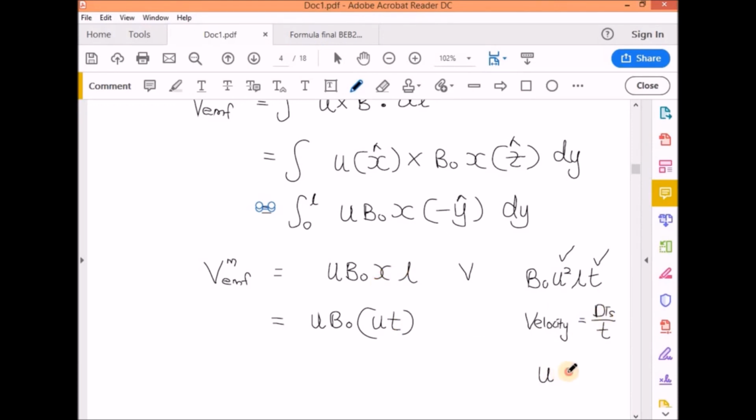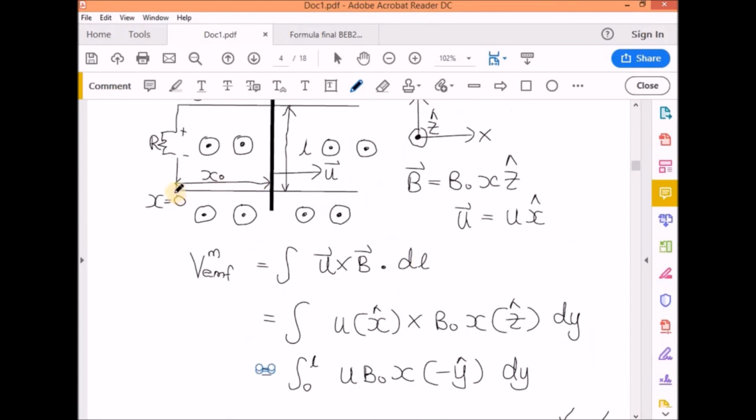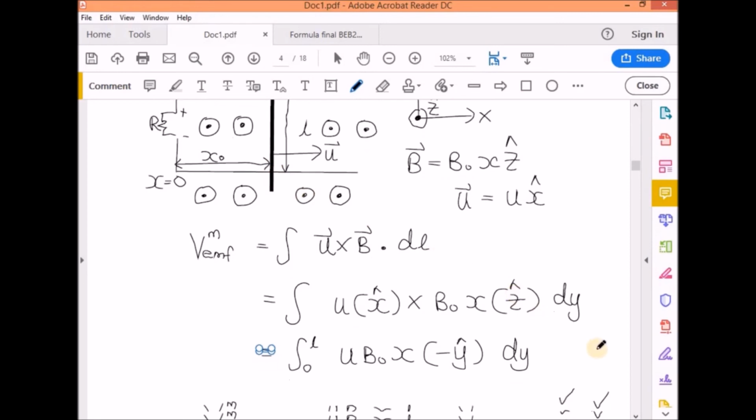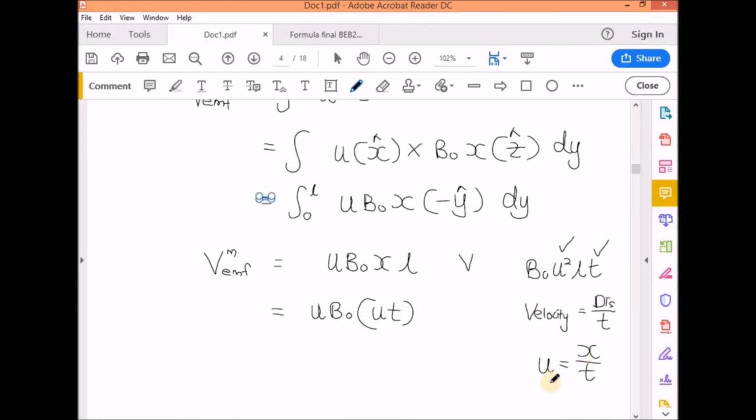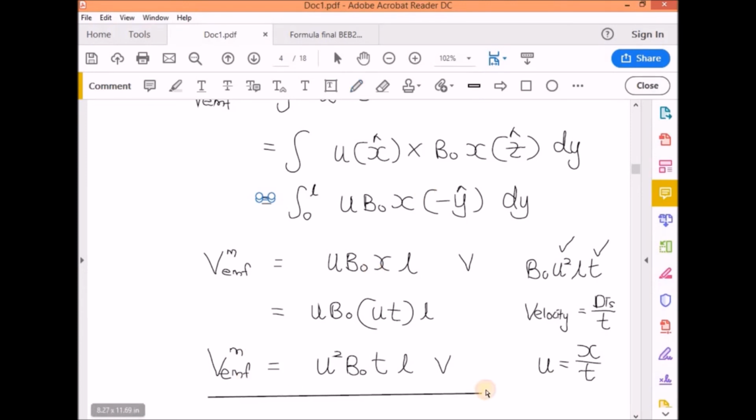So u equals x over t. What is x? X is the distance, 0, 1, 2, 3, 4 until here. When you divide the distance with the t, you will get the speed, the velocity u. So here will be L. When you put them together, you will get the same answer as in the PowerPoint slide: U square, B naught, T and L.